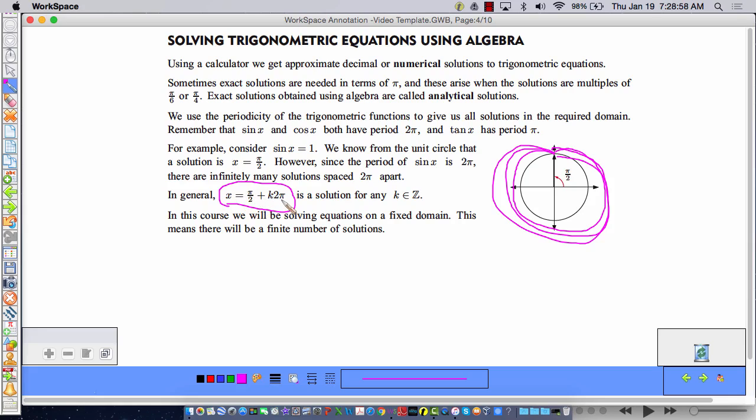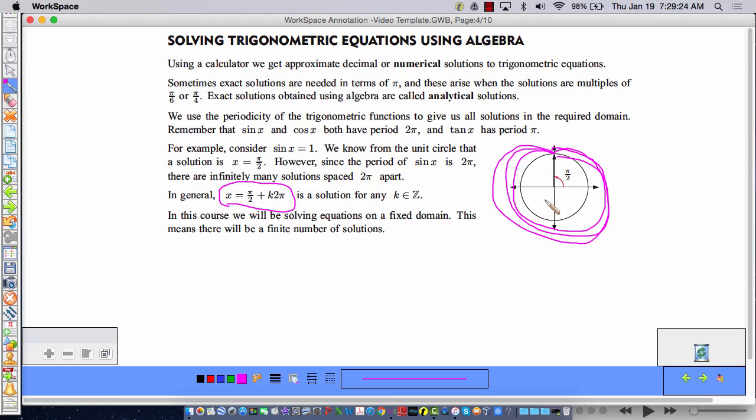I think I said pi earlier. I meant 2 pi because I went all the way around the circle. For any k, an element of the integers. All that is saying is any multiple of 2 pi starting at pi over 2 is going to get me right back to pi over 2, whether I go in a positive direction or negative direction. And sometimes we can just go k pi units.